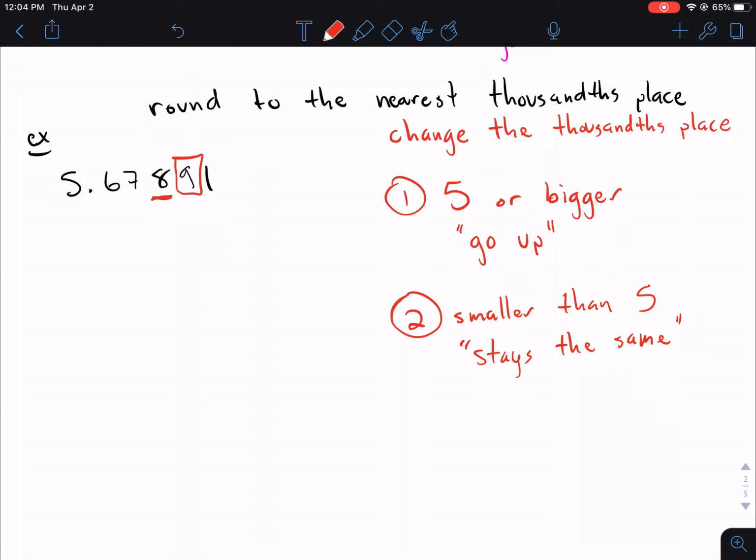So the number 9, is it bigger than 5 or smaller than 5? It's bigger than 5, so we're going to change the 8. The 8 is going to go up because of the first rule. So now my answer, we're going to round. 5.67. If I go up from 8, if I go up 1, it is 9. My answer is 5.679. Questions? This is pretty easy. Let's do another example.